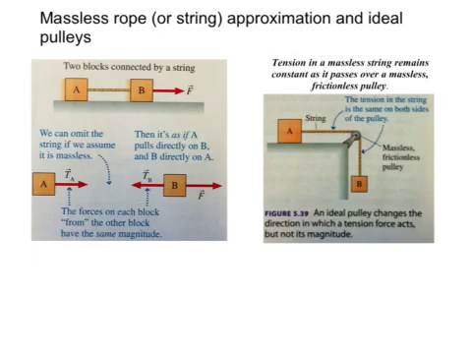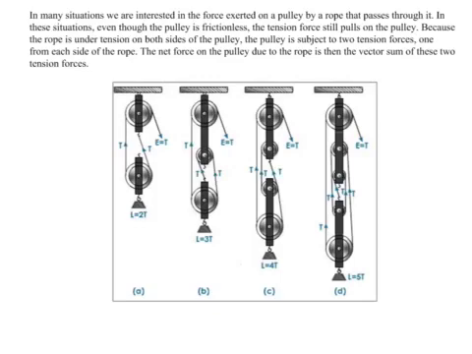Okay, because tension in a massless string remains constant even as it passes over a massless, frictionless pulley. So the problems that we'll be dealing with, we'll deal with massless strings and ropes, massless and frictionless pulleys. And in many situations, we'll be interested in the force exerted on a pulley by a rope that passes through it. In those situations, even though that pulley is frictionless, the tension force still pulls on the pulley because the rope is under tension on both sides of the pulley. The pulley is subject to two tension forces, one from each side of the rope, and the net force on the pulley due to the rope is then the vector sum of these two tension forces.